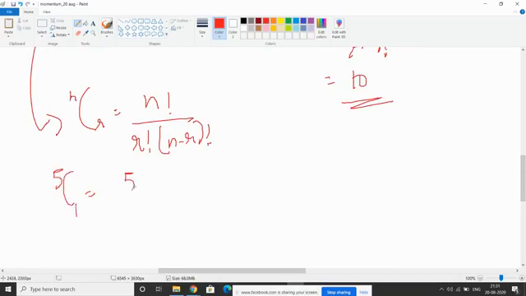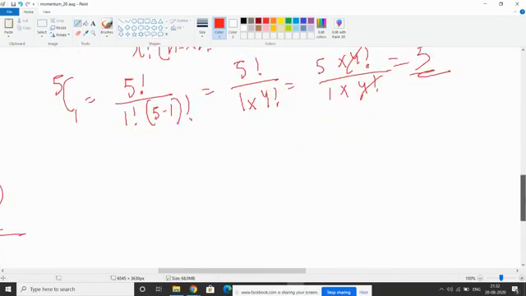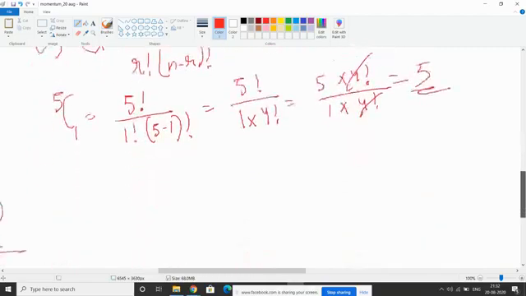What is 5C1? If you apply the formula again, that will give you 5 factorial over 1 factorial times (5 minus 1) factorial, which is 5 factorial over 1 factorial multiply 4 factorial. And 5 factorial we can write as 5 multiply 4 factorial. 1 factorial is 1, 4 factorial gets cancelled and you will get 5. So 5C2 is 10, 5C1 is 5.